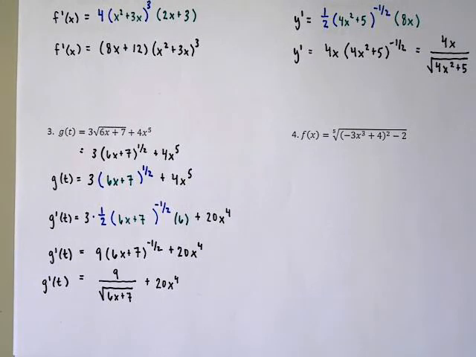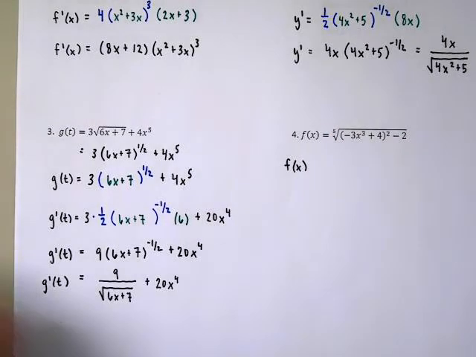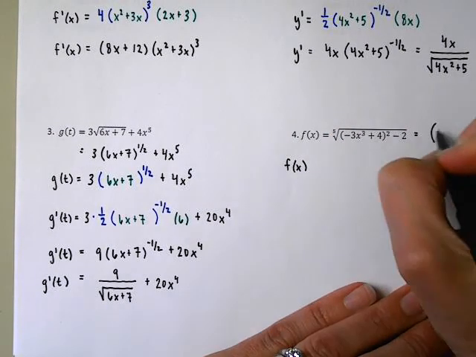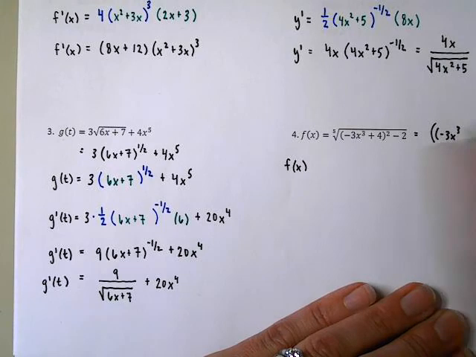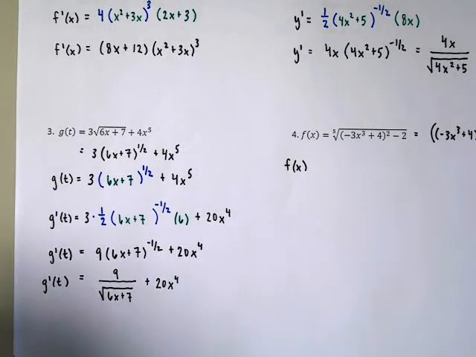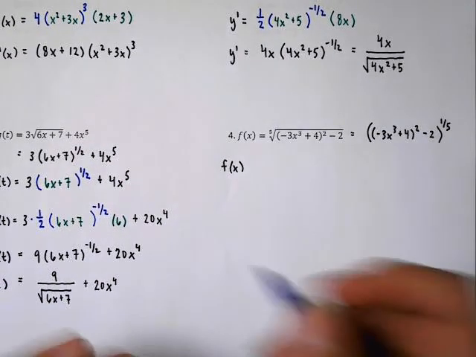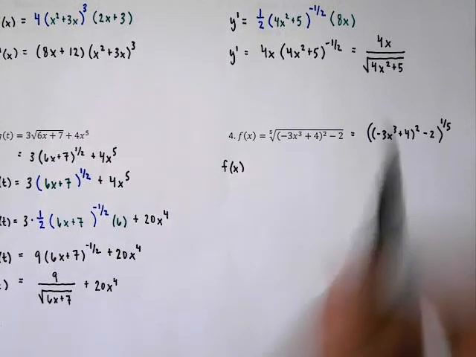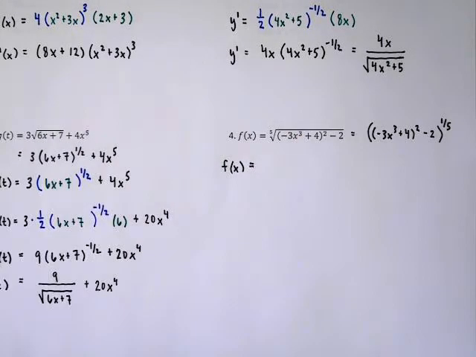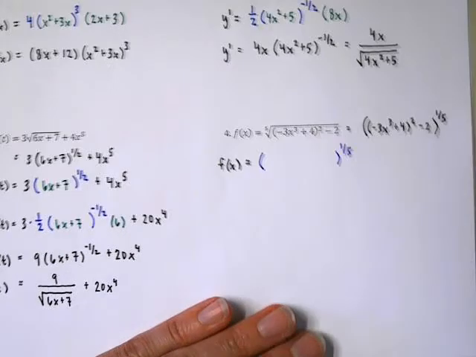All right, now number 4 is pretty complex here. We have a lot going on. So let's go ahead and break this down and figure out kind of what's our outside and what's the inside. Now, first of all, I'm going to take all of this and rewrite it. So negative 3x cubed plus 4, quantity squared, minus 2, and this is all to the 1/5 power. So when I start to look at this, my outside function here is going to be everything here raised to the 1/5 power.